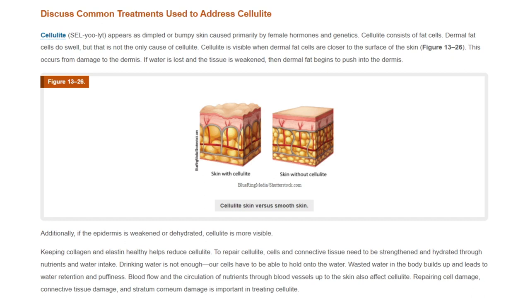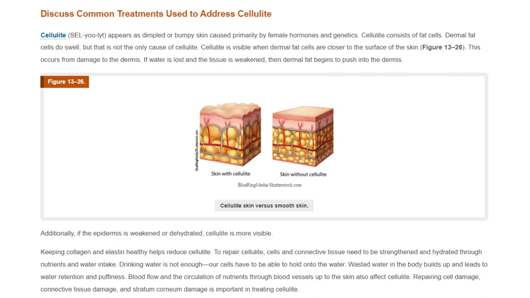Cellulite appears as dimpled or bumpy skin caused primarily by female hormones and genetics. Cellulite consists of fat cells. Dermal fat cells do swell, but that is not the only cause of cellulite. Cellulite is visible when dermal fat cells are closer to the surface of the skin. This occurs from damage to the dermis. If water is lost and the tissue is weakened, then dermal fat begins to push into the dermis.